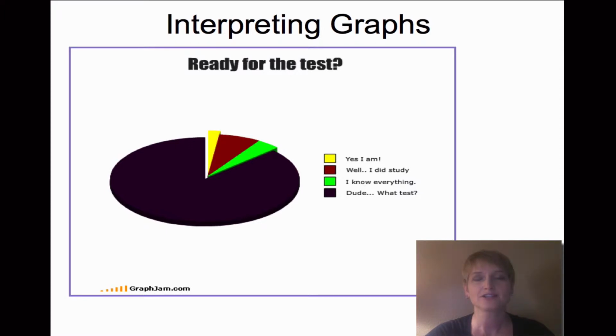I'm Kim McIntosh, and I teach biology at Shadow Mountain High School. And this broadcast is about interpreting graphs.